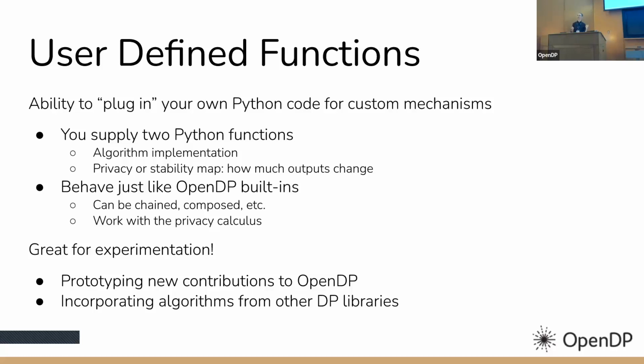We see this as great for experimentation, for things like prototyping. Maybe there's an algorithm that you think might be a candidate for OpenDP, but you're still exploring, and you don't want to build it in Rust. This is a very quick way to get something up to speed. It's also a really nice integration mechanism, whereby something in another differentially private library can be surfaced to OpenDP and then work with other things that you built in OpenDP.